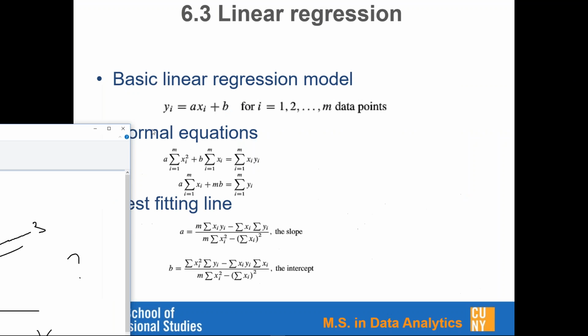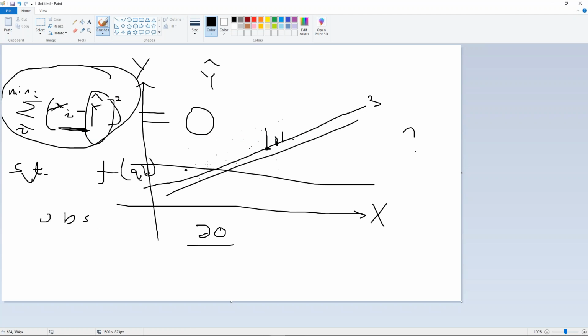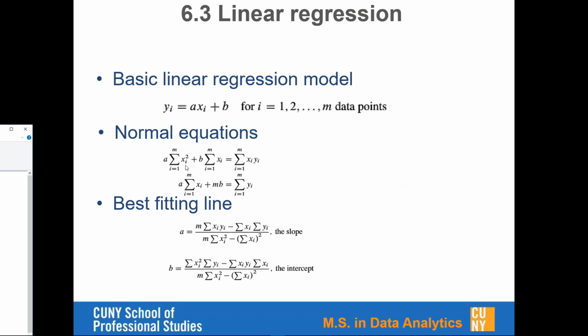Because y hat is a linear function, we're trying to solve for this a and this b, so that y hat is a function of a and b. If we use the objective function, take the first order partial derivative in terms of a, and also the first order partial derivative in terms of b, and then set them to 0, you would be able to solve that problem. And then the solution should be really this one, a and b.